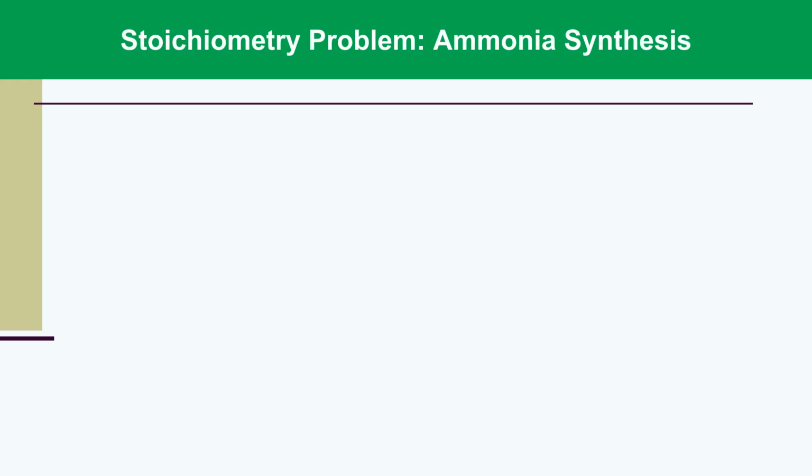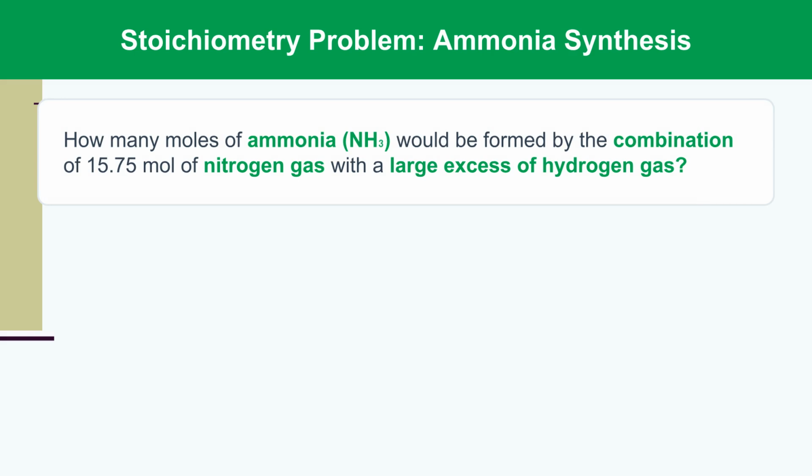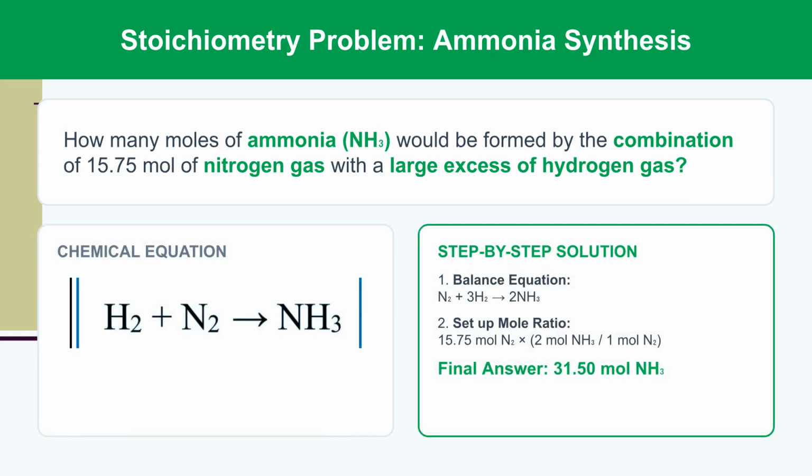Let's solve a stoichiometry problem, ammonia synthesis. First, balance the equation and then set up the mole ratio. The final answer is 31.50 moles of NH3.